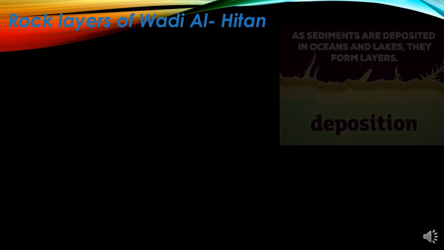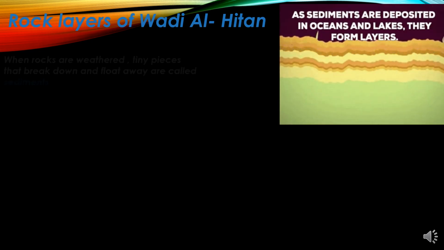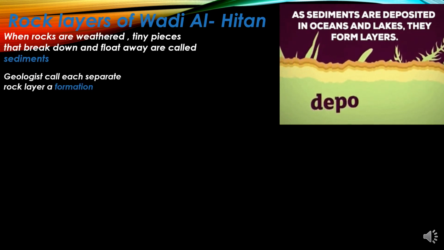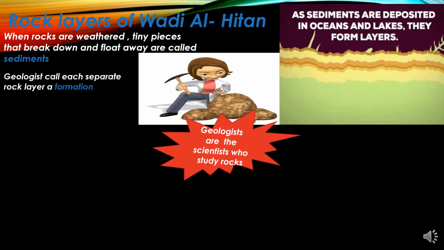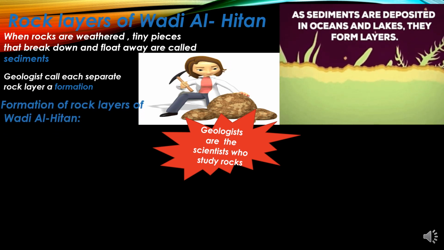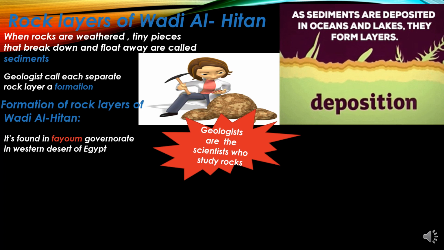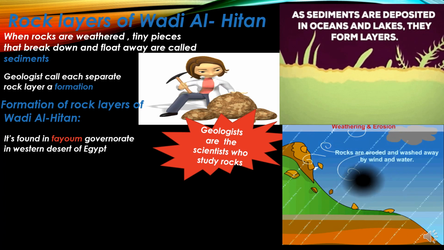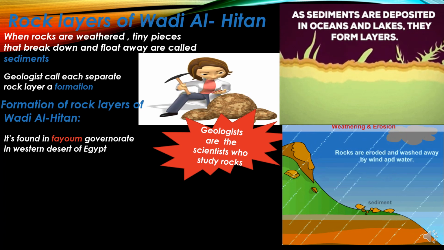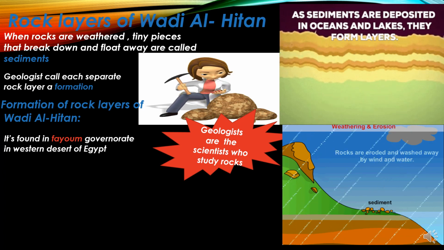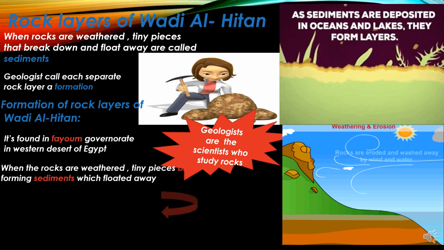Now, grade 4, we are going to study the last part of our curriculum, which is called Wadi al-Hitan rock layers. It was formed due to weathering and erosion processes which happened across Egypt 40 million years ago. First of all, grade 4, you have to know that the scientists who study rocks are called geologists. They are called geologists, grade 4, scientists who study the rocks. And they call each separate rock layer a formation. Excellent, grade 4. These formations are like the sedimentary rocks of sandstone and limestone.